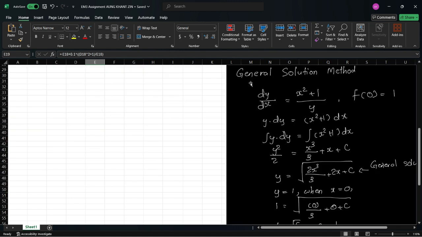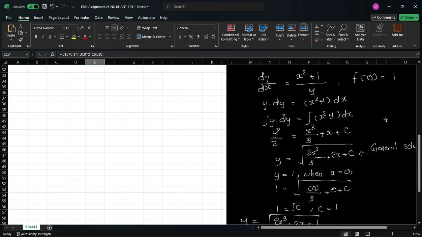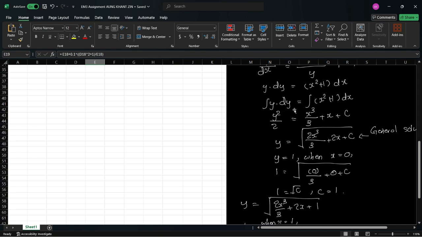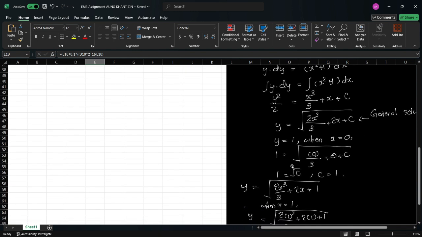Now we'll solve the equation by using the general solution method. The equation is separable, so we move y to the left side and dx to the right side, and we integrate both sides until we get the general solution y equals the square root of (2x^3/3 plus 2x plus c). According to the question, we are given y(0) equal to 1. So we substitute x equal to 0 and y equal to 1 and come up with the value of c equal to 1.